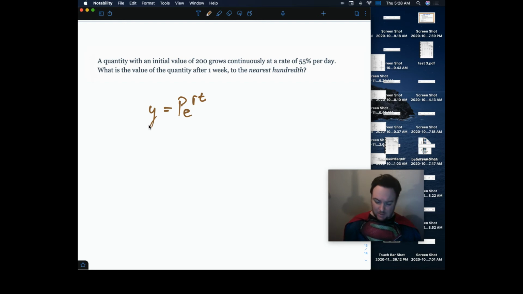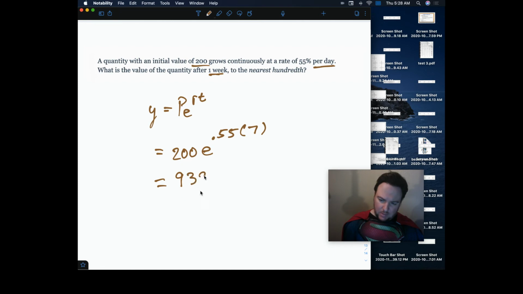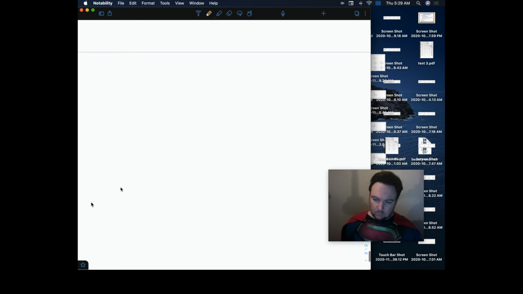They are telling us that the initial, so the principal is going to be 200, right? It grows at a rate of 55, so that's 0.55. And it's saying after 1 week. Now, this formula is in relationship to, it says per day here. So if it says 1 week, we don't put 1, we put 7. And you solve this. So when you solve this, we get 9398.61. And that's our answer. All right, let's keep going.